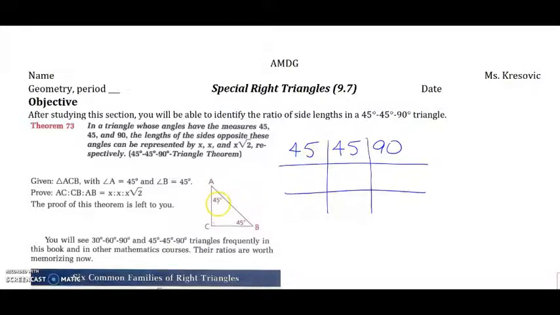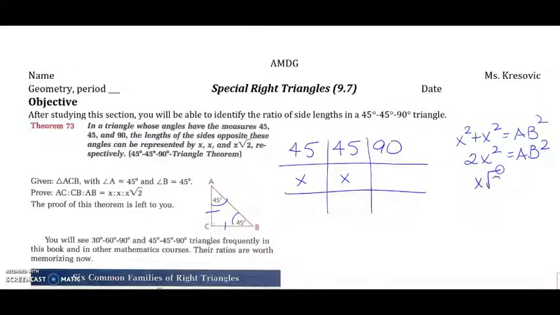And if it's isosceles, we know if the angles are congruent, then these sides are congruent. So we're going to call each of those x. And if we have x squared plus x squared, that would equal the hypotenuse squared. So 2x squared equals the hypotenuse squared, which means x square root of 2 is equal to the hypotenuse.